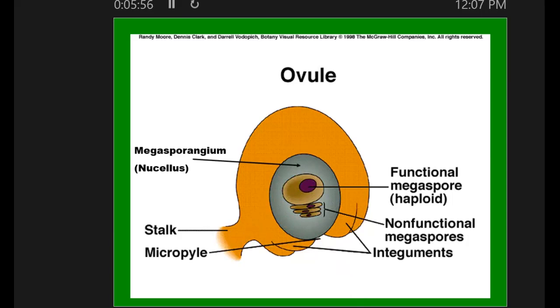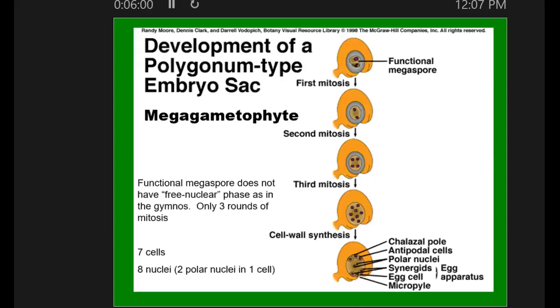It's a little different now when you compare it to the gymnosperms, because in the gymnosperms there was a lot of cell division going on. Lots and lots of cell division. They even have a stage of all that called the free nuclear stage. Lots and lots and lots of cells developing. We don't see that with the angiosperms. They simplify things. Okay, so you see this functional megaspore. All it's going to do is go through 3 rounds of mitosis. That's it.